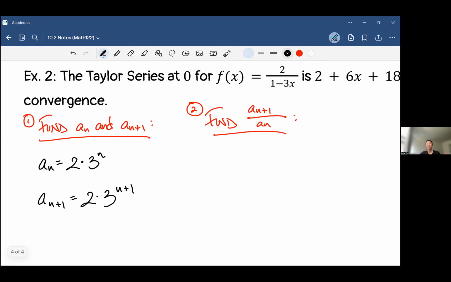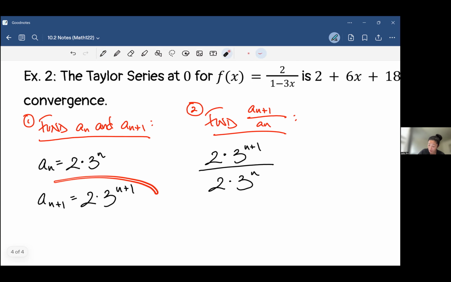Step 2, we're going to find our a sub n plus 1 over a sub n. It's going to look scary in the beginning, but don't forget we can keep, flip, change anytime we have a fraction divided by a fraction. So 2 times 3 to the n plus 1 over 2 times 3 to the n. Well, this time there's no fraction inside of a fraction, but we could either simplify here, which is what I recommended last time, or if you forget, you can simplify that numerator in the second step too. That's okay.